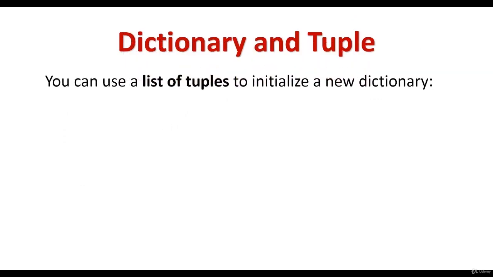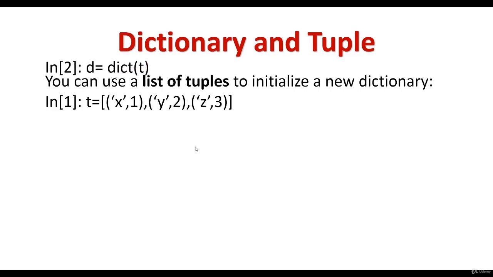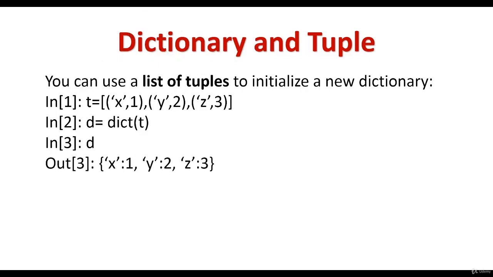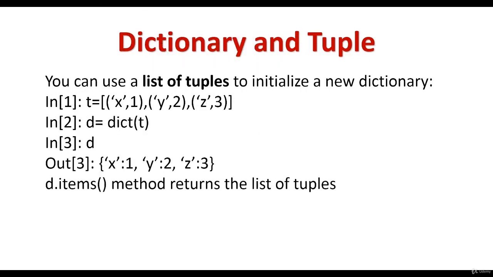Dictionary and tuple. You can create a list of tuples to initialize a dictionary. For example, here is a list of tuples, and then we give the command dict, for dictionary, and it creates a dictionary. The method dictionary item dot items returns the original list of tuples.